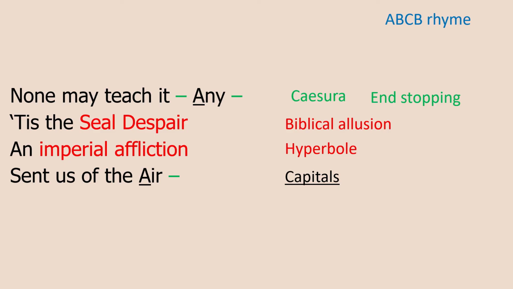In line 3, we get an imperial affliction. If something is imperial, it is like a leader. So like we used to have Imperial Japan, and the emperor was the leader of the imperial army. So the imperial leader of the universe, the number one most powerful thing in the universe, is God. So this is an imperial affliction. God has given this affliction of death.